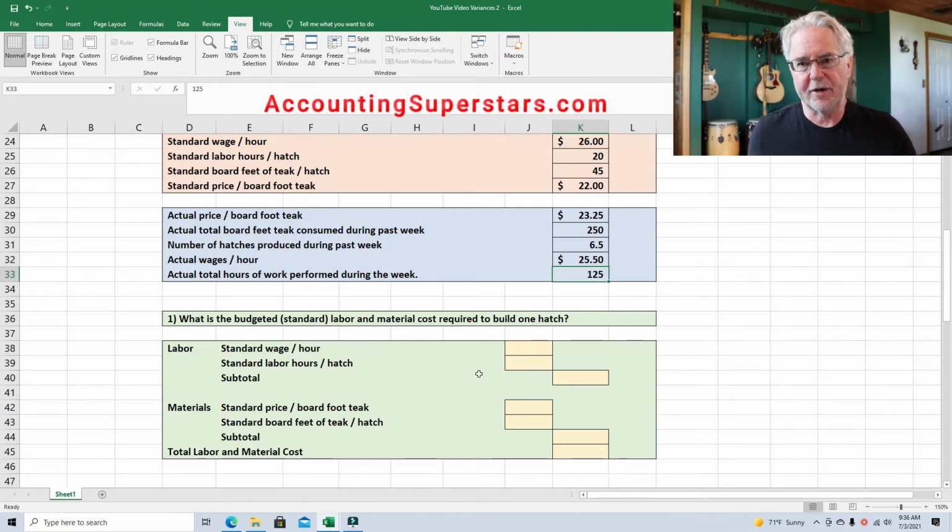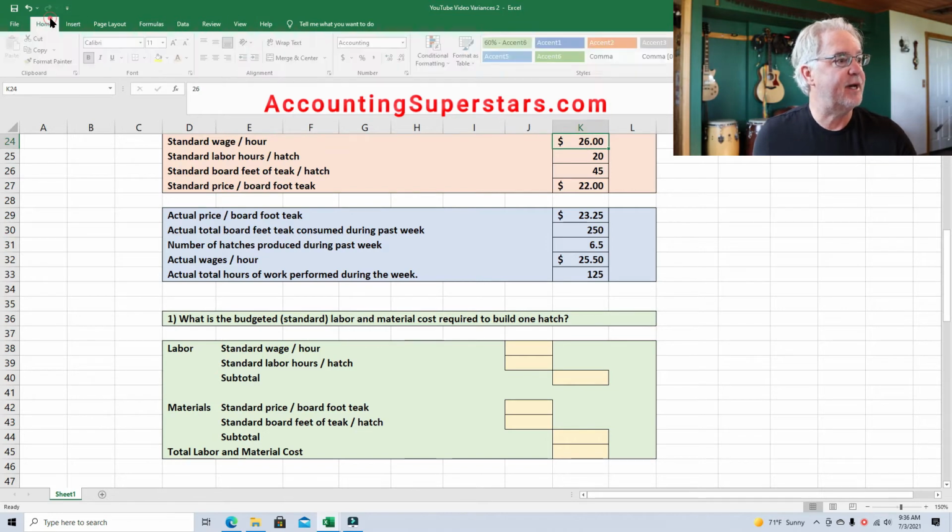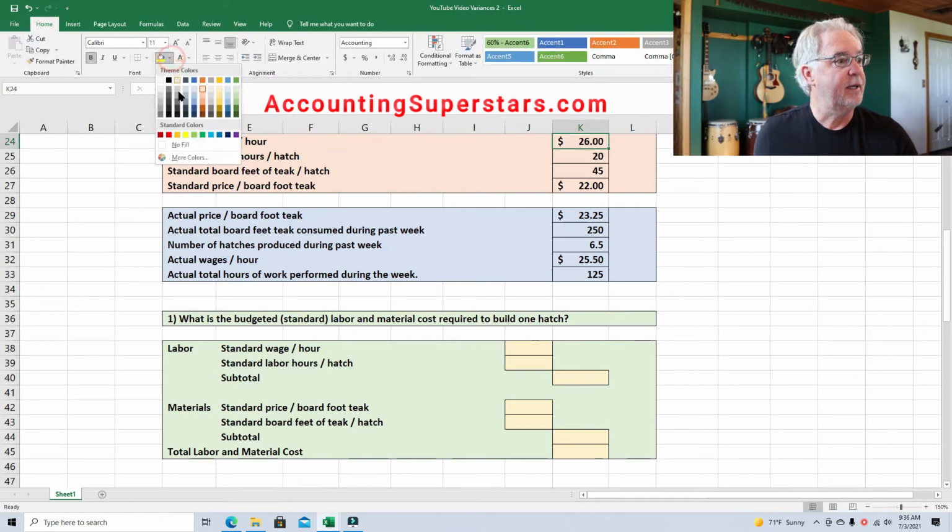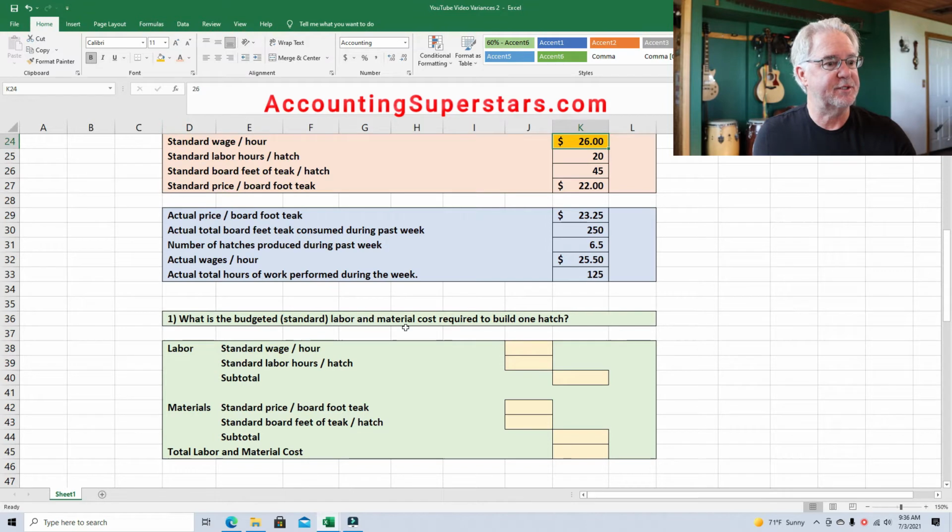And for now, we're ignoring overhead, all right? So labor, so the standard wage per hour, well, that is $26, and I'm going to highlight it. Here we go, give it a nice orange color because it stands out. So the standard wage per hour is $26 per hour, and the standard hours to build a hatch is 20 hours. Right there, we get the information right there.